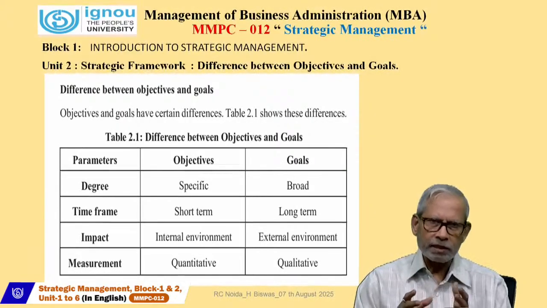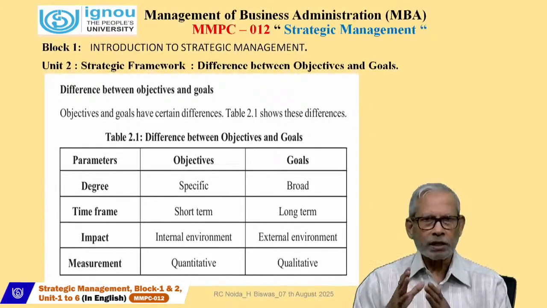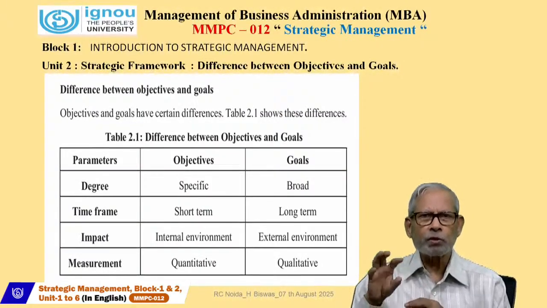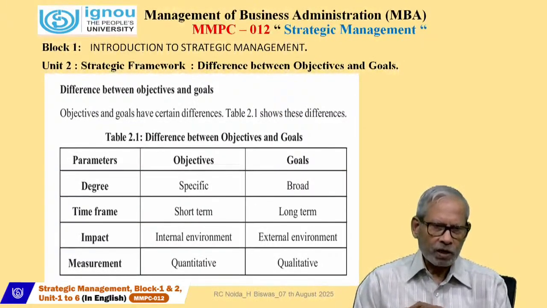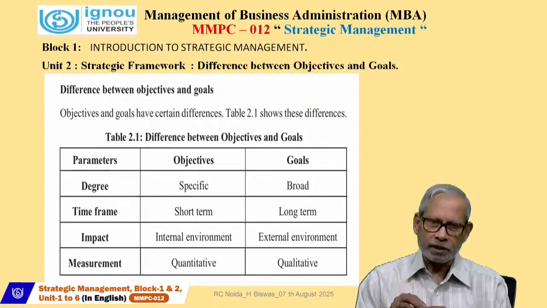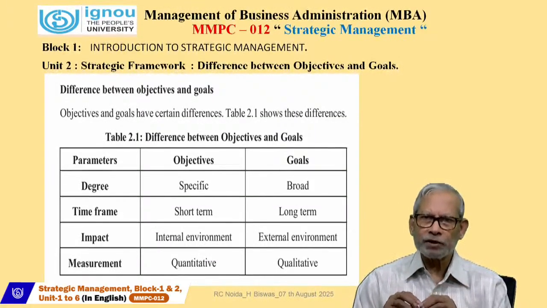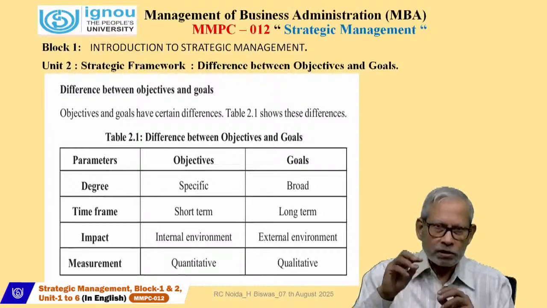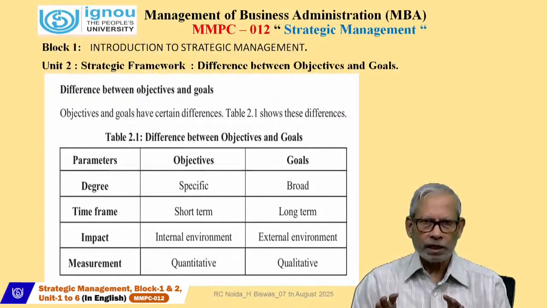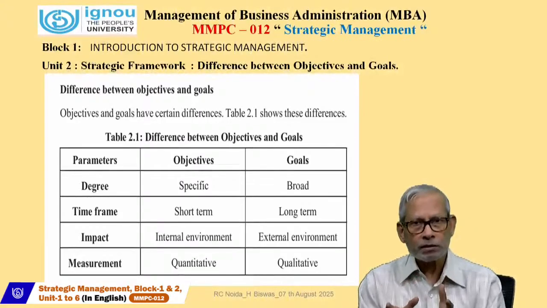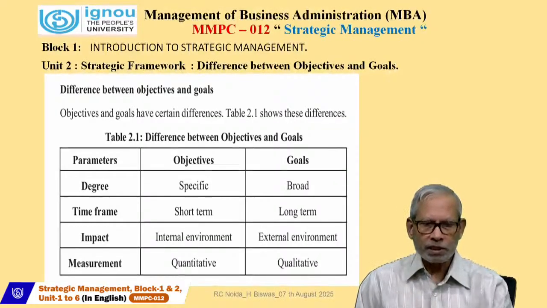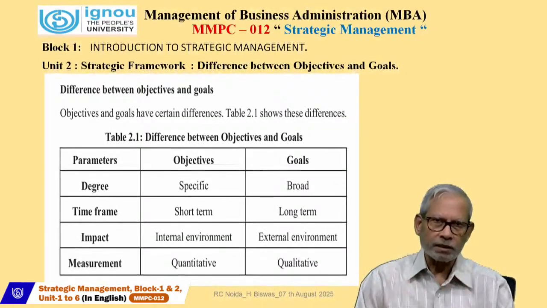So objectives, in the case of degree, are specific, but in the case of goal it is a broad area. The board decides what should be the goal for the organization and the company. Objectives are very specific. Some objectives are for the financial department, some are in marketing, some in operations, and HR divisions have their own specific objectives. But the goal is basically decided by the board and the management.